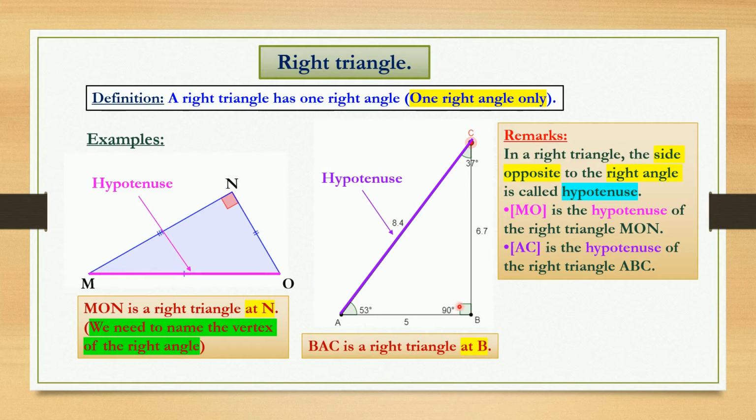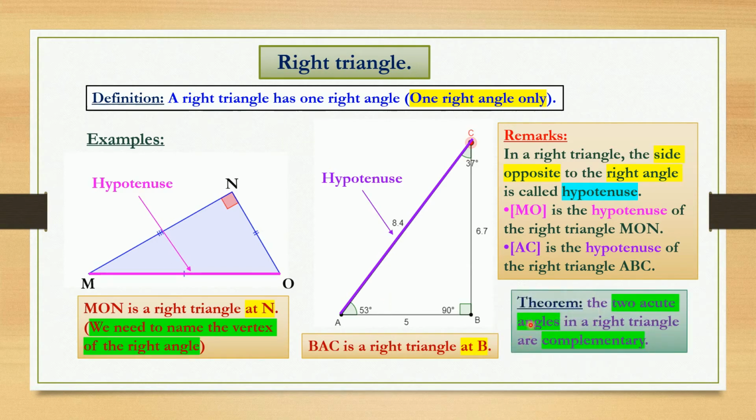Why? Because we already have an angle of 90 degrees, and the sum of the three angles is equal to 180. 180 minus 90 equals 90. So what remains for the two acute angles in a right triangle only is always 90 degrees. And two angles that have a sum of 90 degrees, we call them two complementary angles. So, theorem, the two acute angles in a right triangle are complementary. It means if I add their measure, it will be always 90 degrees.